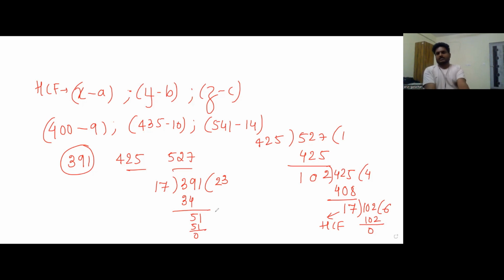Understanding this? If the remainder turned out to be 0, the HCF will automatically become 17. So your answer is also 17. Getting this?